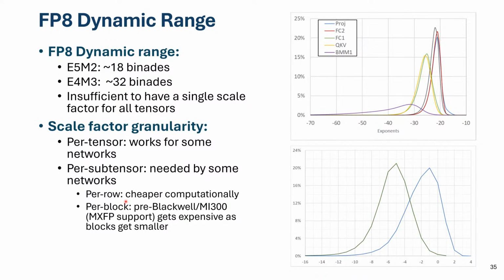So per row scaling is actually cheaper computationally, but per block gets pretty expensive before Blackwell and MI300, so before the MX formats. So per row seems a bit counterintuitive to me because it's the same scaling factor for a whole bunch of features. Like I would imagine that... So how come per column doesn't even show up here? Basically, when I say row and column, I always get confused by what's logically row and column. But when I say row here, it's really along the dot product dimension. That's what matters. Oh, I see. It's the inner dimension. I see.